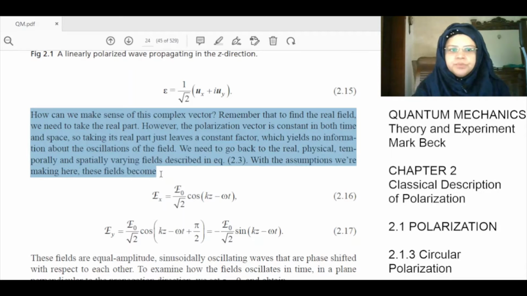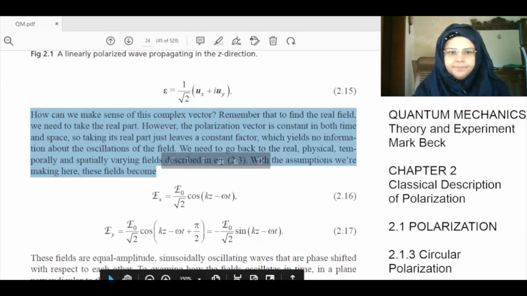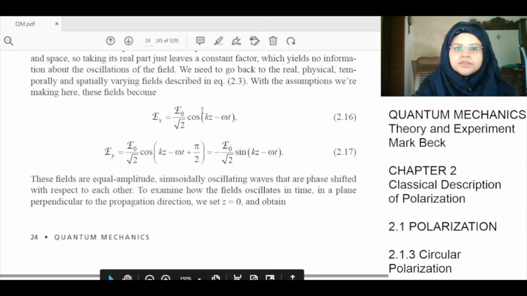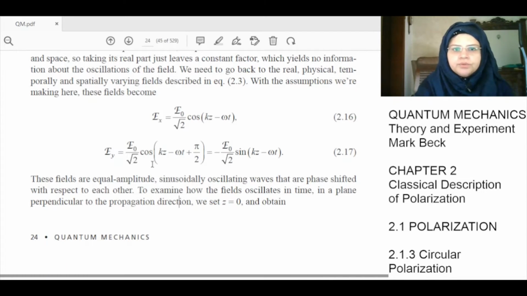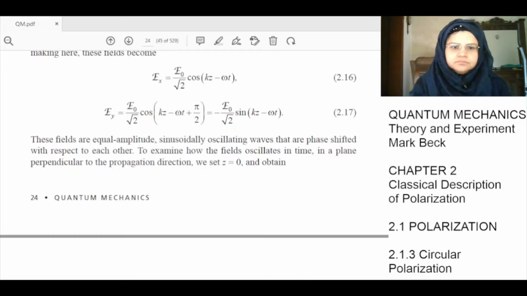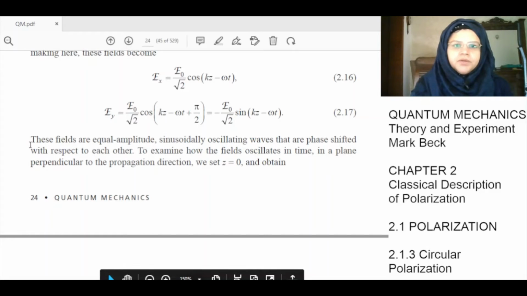With the assumption we are making here, these fields become Ex is equal to E naught over under root 2 cos(kz minus omega t). Ey is equal to E naught over under root 2 cos(kz minus omega t plus pi over 2). This is equal to minus E naught over under root 2 sin(kz minus omega t). These fields are equal amplitude sinusoidally oscillating waves that are phase shifted with respect to each other.